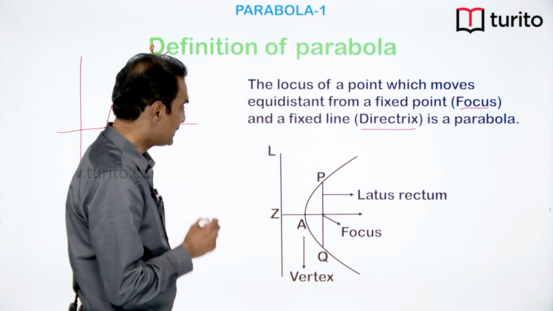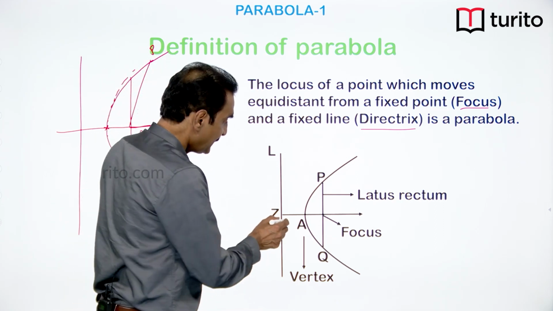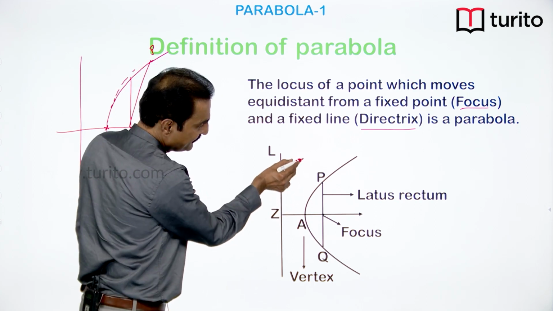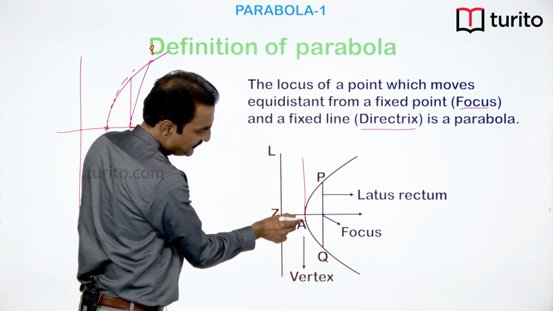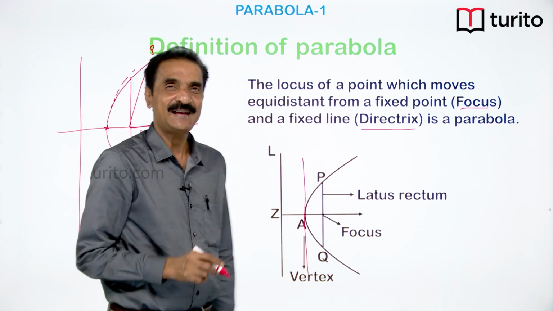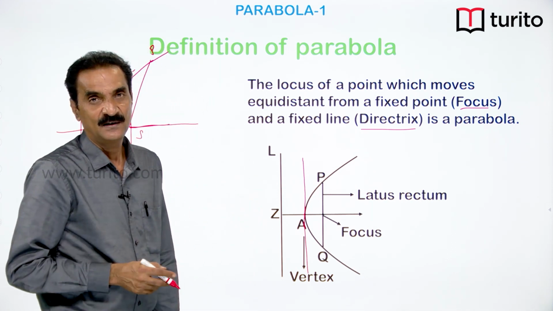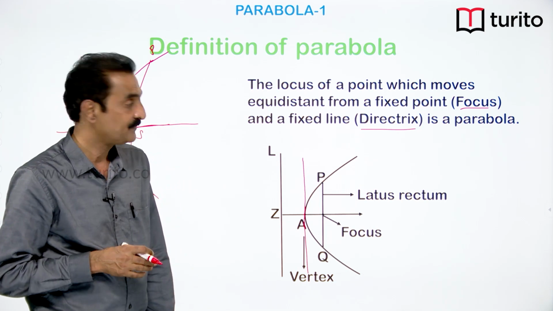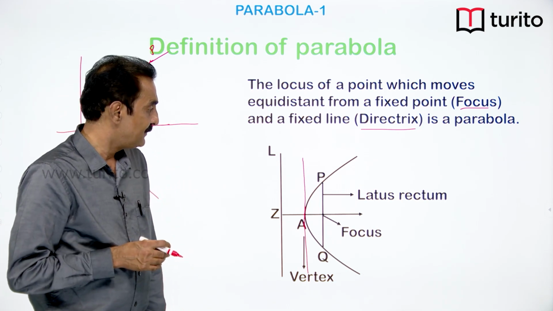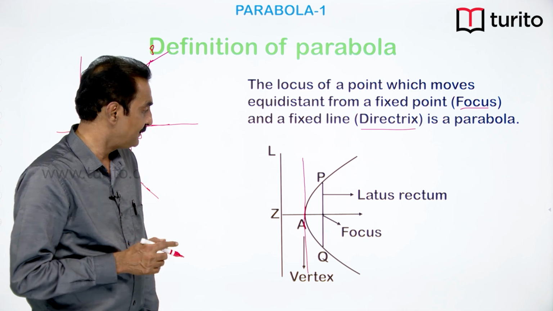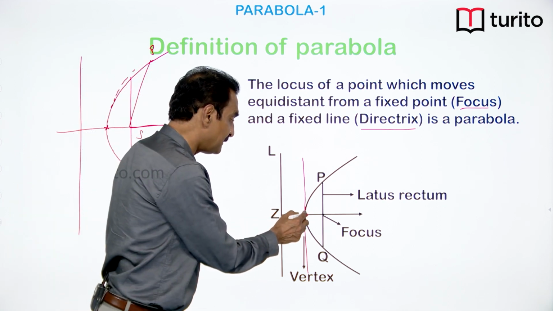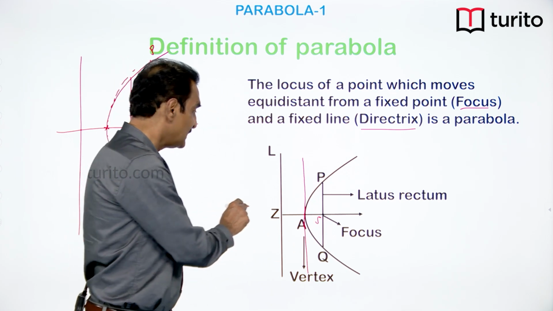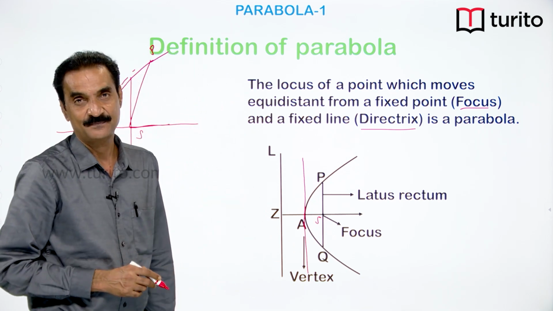Okay. In addition to this, if you draw a tangent to the parabola at vertex, it comes like this. It is called tangent at vertex, and this tangent at vertex also has got some importance in this chapter. Okay. Next, and Z is foot of the perpendicular from the focus on the directrix.